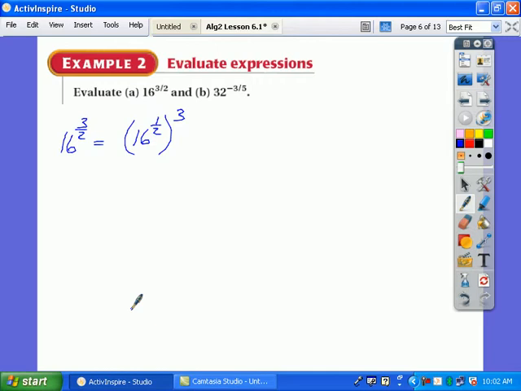So 16 to the 1/2 power is, so what we have to think about, what does 1/2 power mean? So the 1/2 power should be the same thing as square rooting. Right, so 16 to the 1/2 power should just be 4. 4 cubed is 64. So 16 to the 1/2 power is 4, and 4 cubed is 64. Okay, so we break the fraction into 2 pieces, and now we go from there.